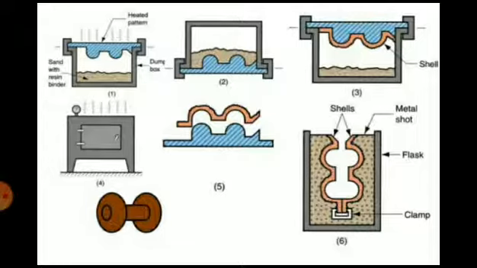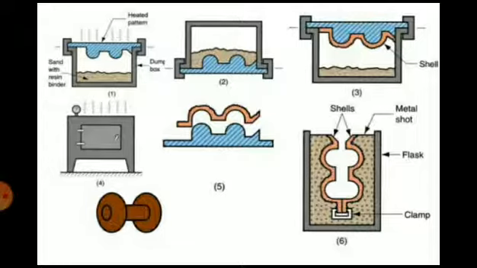Step number 4, shell removed from the pattern. So in diagram 5, you can see the shell is then removed from the pattern with the help of ejector pins which pass through the pattern. So by using some ejector arrangement, you can remove the shell from the pattern.